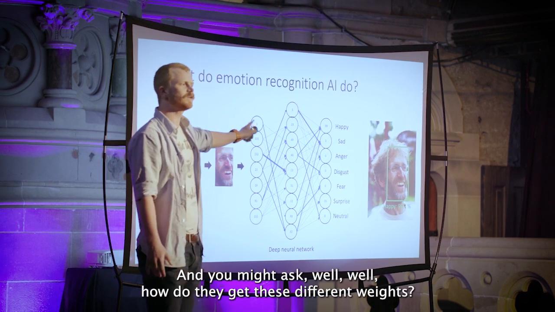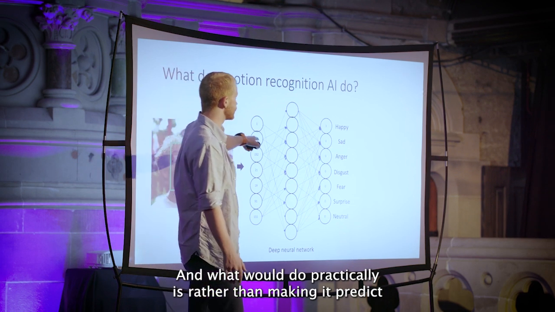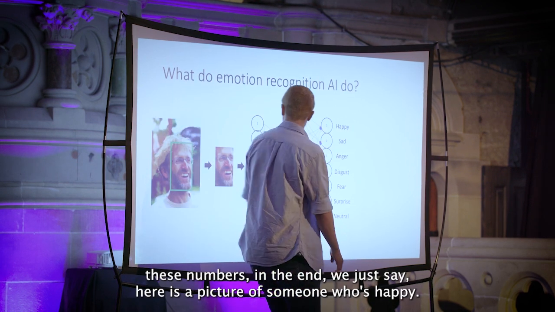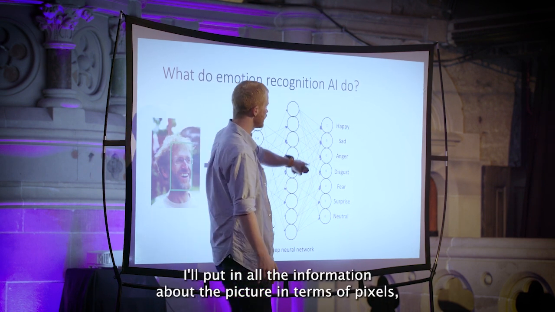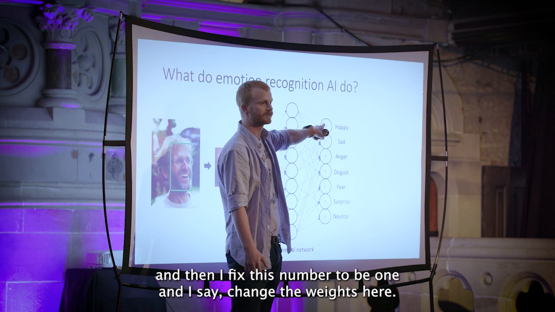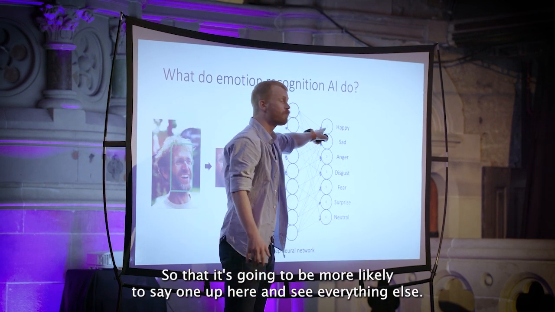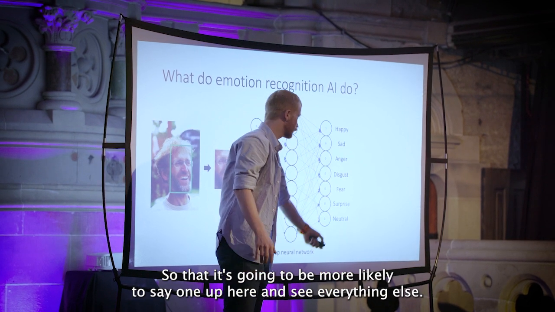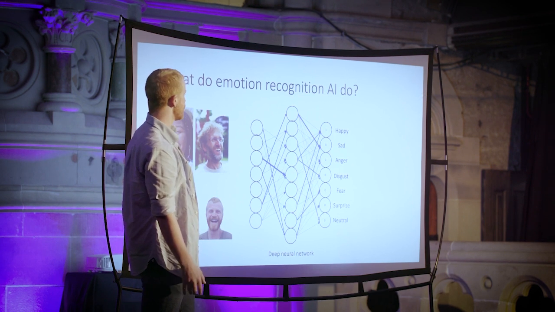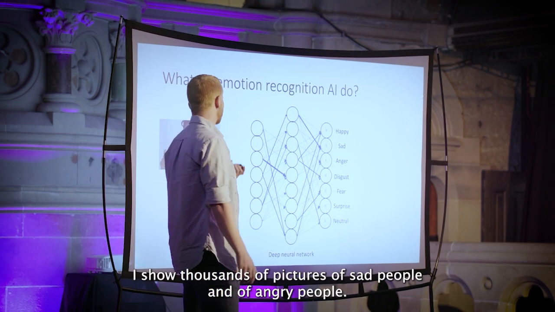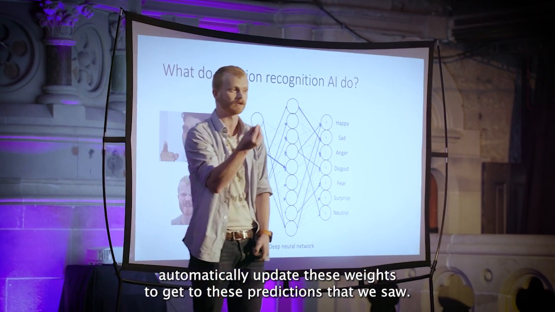And you might ask, well, how do we get these different weights? And what we do practically is, rather than making it predict these numbers in the end, we just say, here's a picture of someone who's happy. I'll put in all the information about the picture in terms of pixels, and then I fix this number to be 1, and I say, change the weights here. I can do that mathematically, so that it's going to be more likely to say 1 up here, and 0 everywhere else. And then I show it thousands and thousands of pictures of happy people. I show it thousands of pictures of sad people and of angry people, and that will make it automatically update these weights to get to these predictions that we saw.